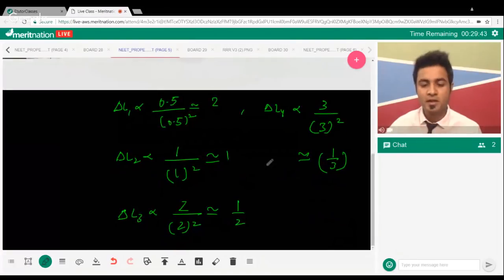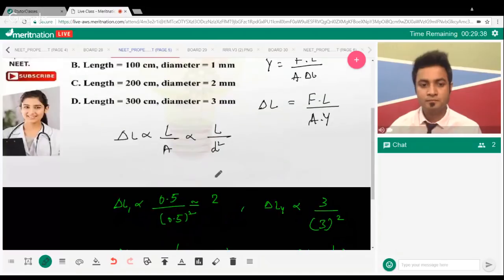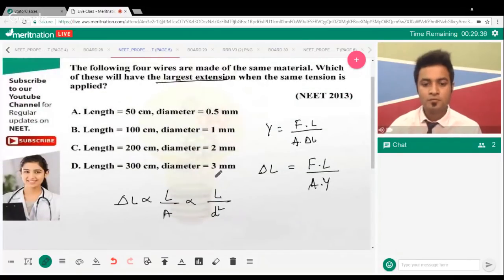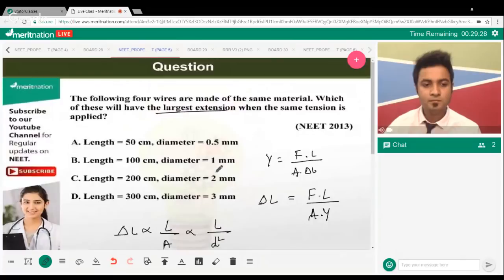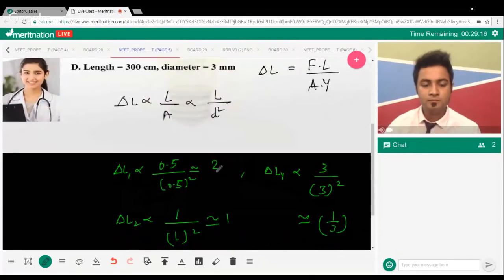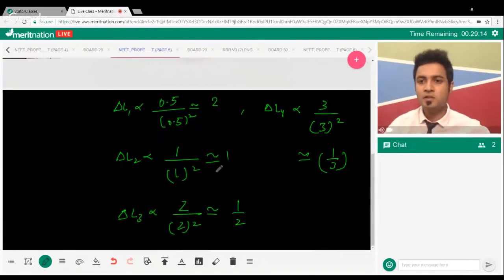Which one is greater, guys, out of all of them? Can you just predict it from here? Guys, I'm just waiting for your response here. I'm not seeing any responses.